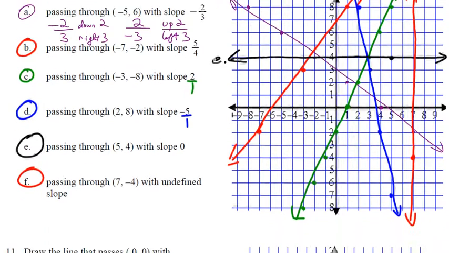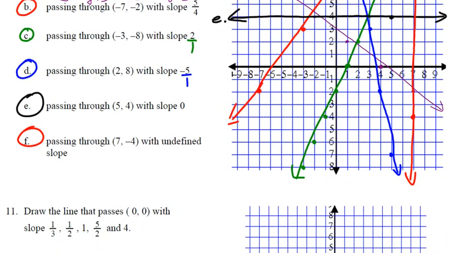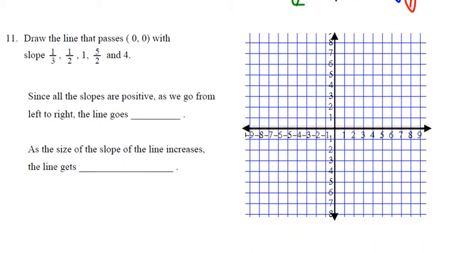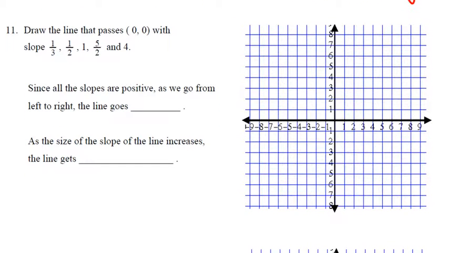Alright, let's move on. I'm going to assume you've got that right. If I messed anything up, you let me know. Draw the line that passes through 0, 0 with a slope of 1/3, 1/2, 1, and 4. So 1 over 1, 4 over 1. Draw the lines.